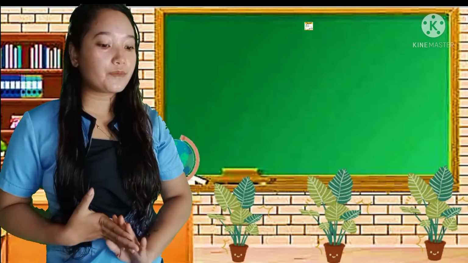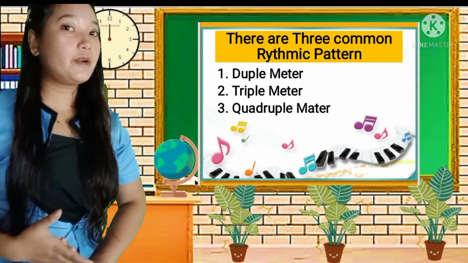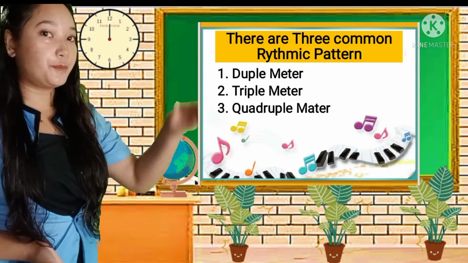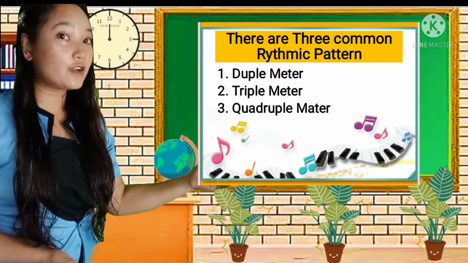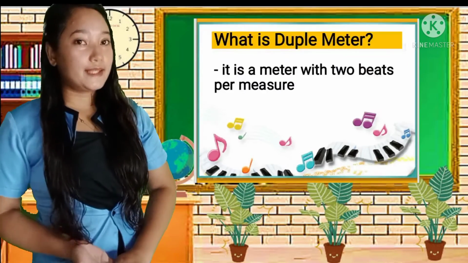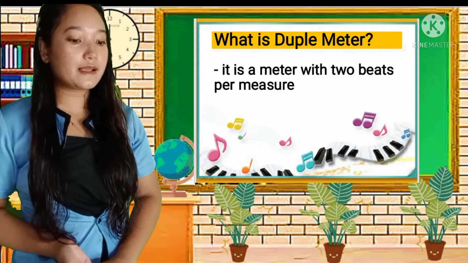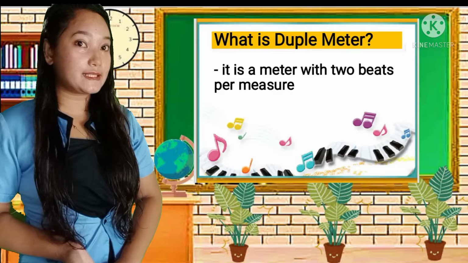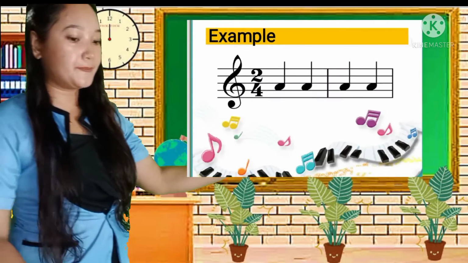So there are three common rhythmic patterns. The three common rhythmic patterns are duple meter, triple meter, and quadruple meter. So what is the duple meter? The duple meter is a meter with 2 beats per measure. So it looks like this.